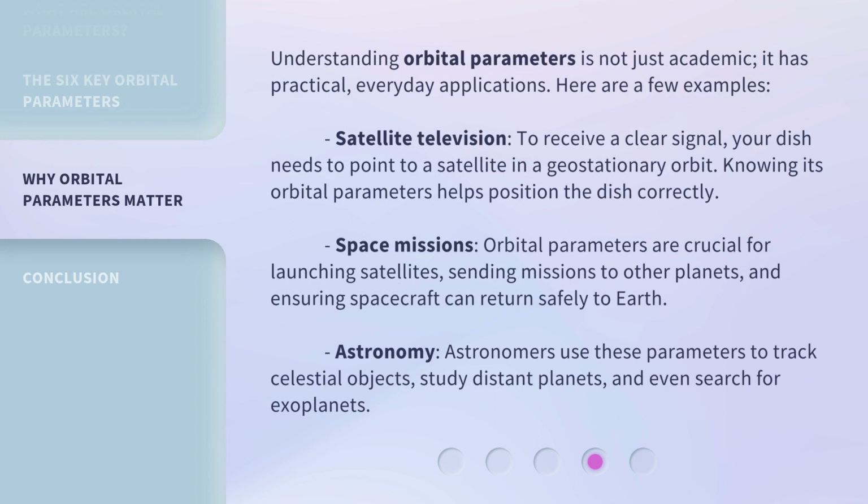Understanding orbital parameters is not just academic. It has practical, everyday applications. Here are a few examples. Satellite television. To receive a clear signal, your dish needs to point to a satellite in a geostationary orbit. Knowing its orbital parameters helps position the dish correctly. Space missions. Orbital parameters are crucial for launching satellites, sending missions to other planets, and ensuring spacecraft can return safely to Earth. Astronomy. Astronomers use these parameters to track celestial objects, study distant planets, and even search for exoplanets.